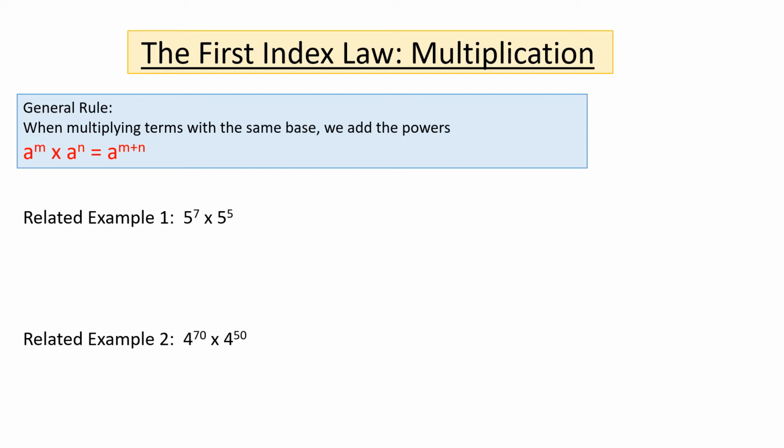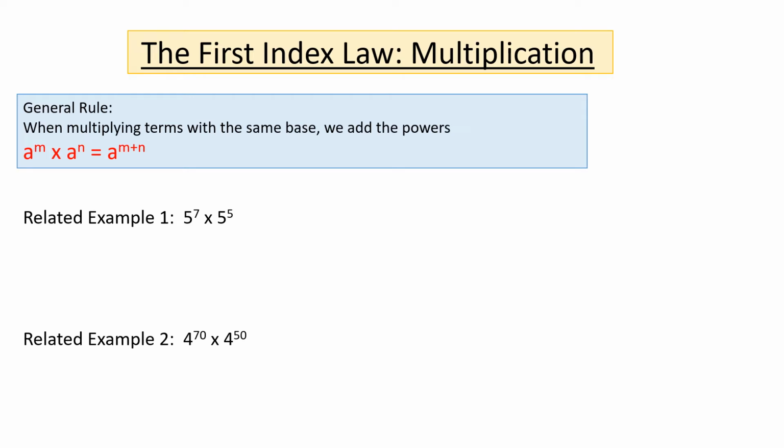The first index law is related to multiplication. General rule: when multiplying terms with the same base, we add the powers. For example, a raised to the power m times a raised to the power n equals a raised to the power m plus n, where m and n are the powers.